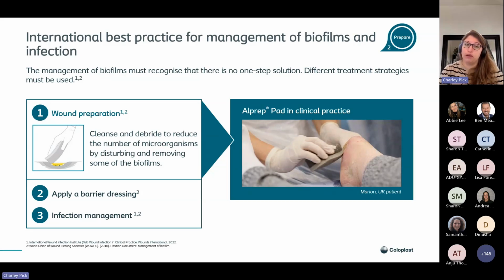Step 2 is to apply a barrier dressing, and step 3 is around your infection management. So this is where your infection continuum comes in, and you would use an antimicrobial dressing for your wounds that go from infected to systemic infection and or have a biofilm.